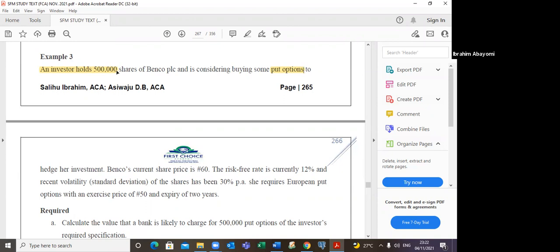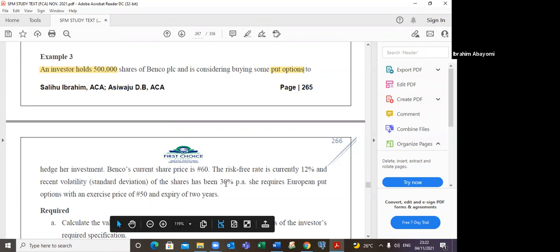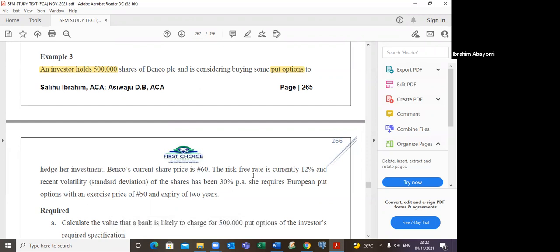So what I expected you to say is that we calculate the price of a call option first, then use put-call parity to calculate the price of a put option. Whatever you have there, multiply by 500,000. This is exactly the same question we solved in Example 1. Exactly the same thing.